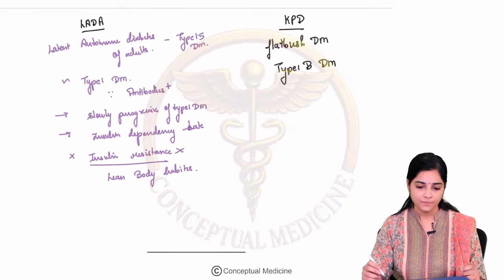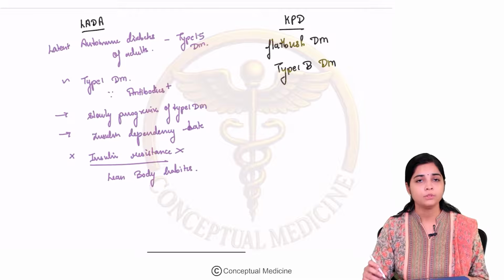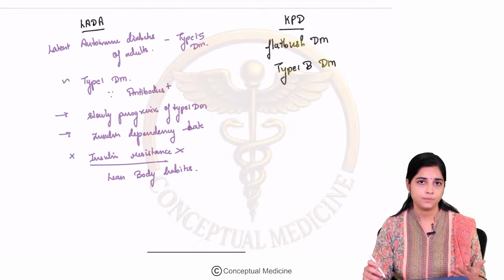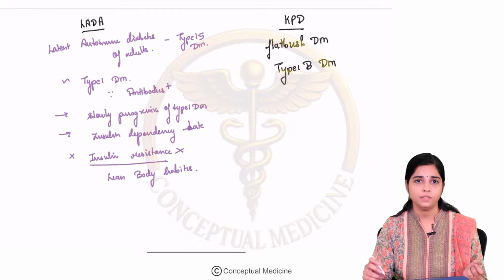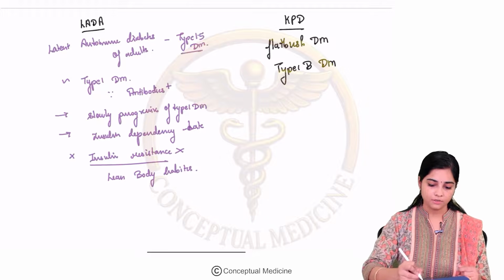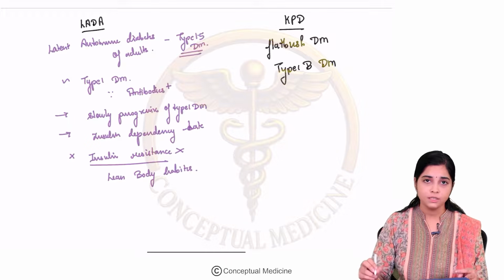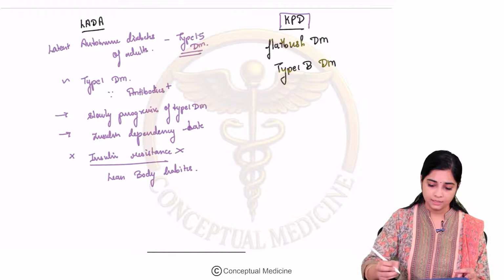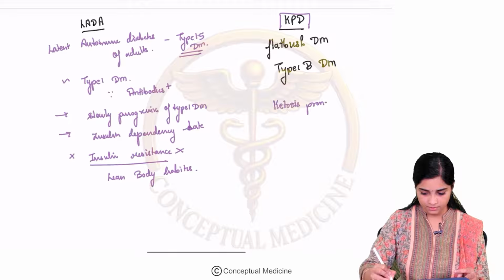So what is LADA? The characteristic feature is that it is similar to type 1 DM because it has autoimmune antibodies. It has an autoimmune background, but it does not behave like type 1 DM. It does not have this explosive onset, sick patient, insulin dependent, no. But why is it not type 2 DM? Because there is no insulin resistance and the patient is of a lean body habitus, and this is what we call the LADA or your type 1.5 diabetes. Now let us look at the other one. The other one is your KPD. KPD refers to ketosis prone diabetes.